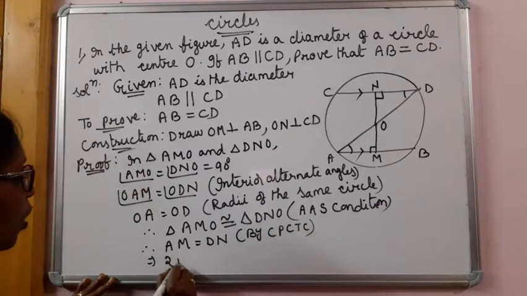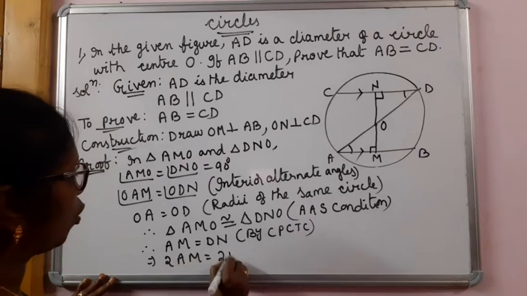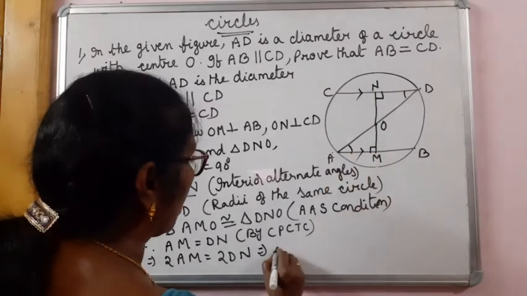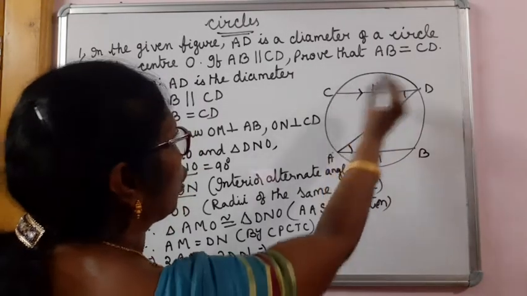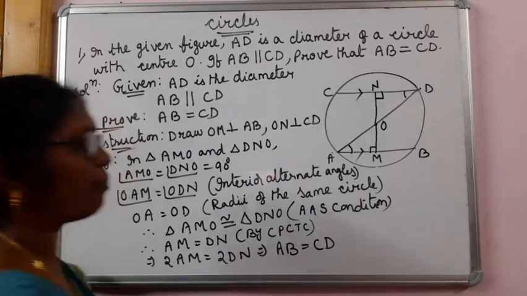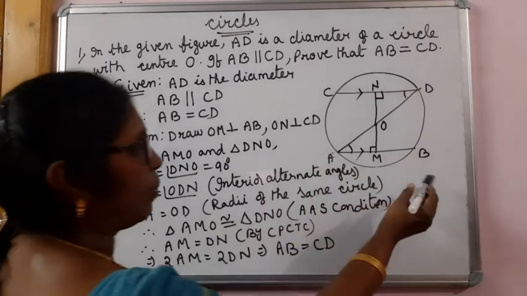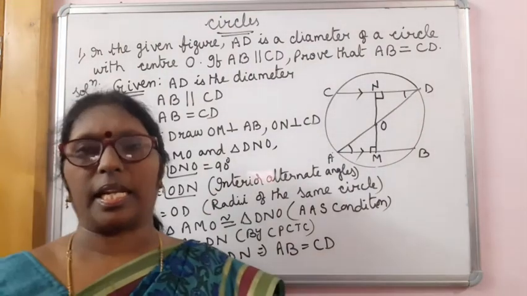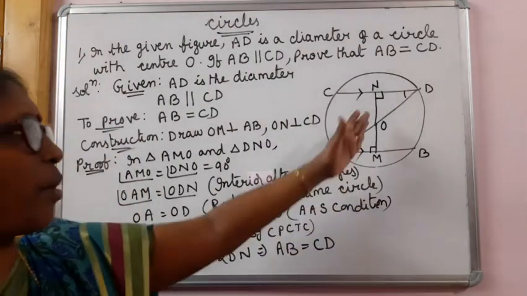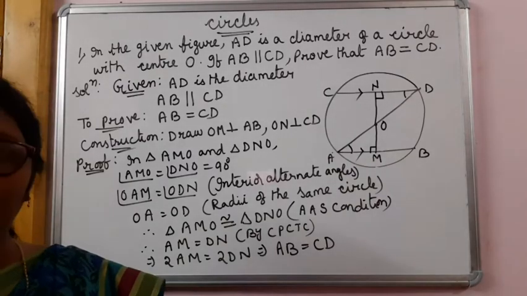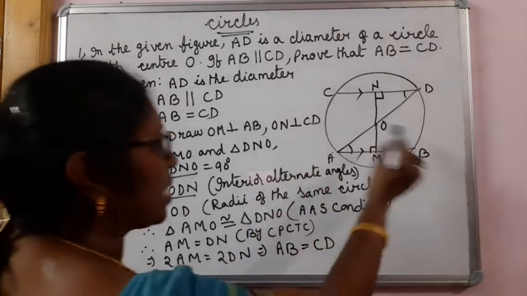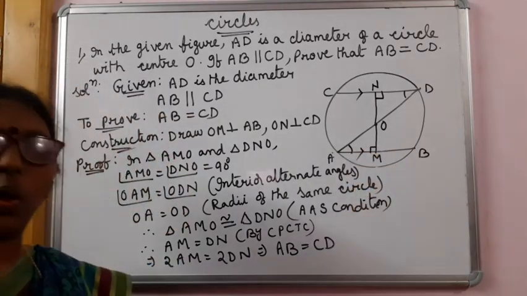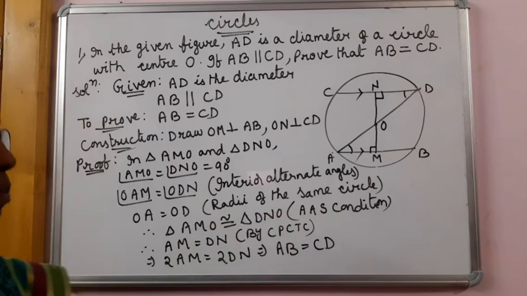Let me multiply both the sides by 2. We'll get 2AM equal to 2DN. That implies 2AM is equal to AB, 2DN is equal to CD. Why 2AM equal to AB? Because OM is perpendicular to AB. You have learned the theorem that the perpendicular drawn from the center to the chord bisects the chord. That means OM bisects it. So AM is equal to BM. That means AB equals 2AM.